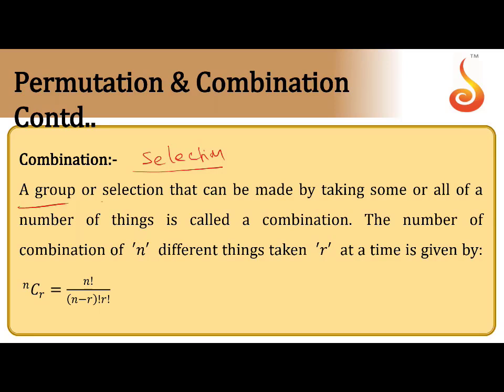A group or selection that can be made by taking some or all of the number of things is called a combination. Whereas taking selection and arrangement together is called permutation.